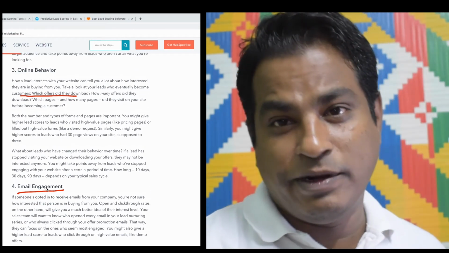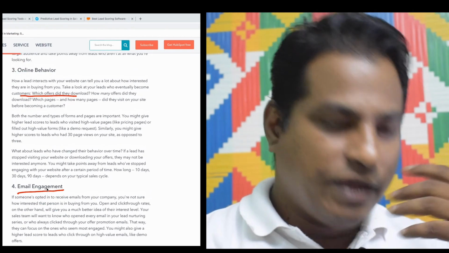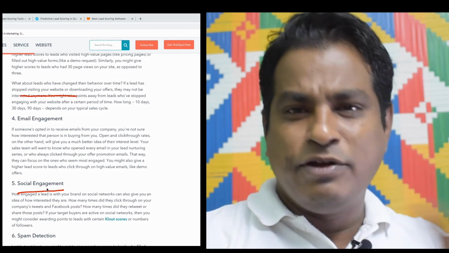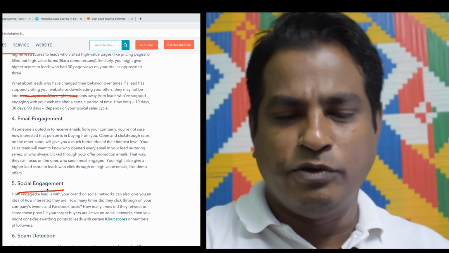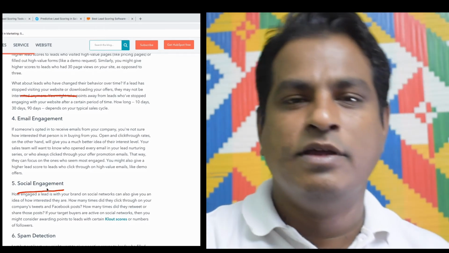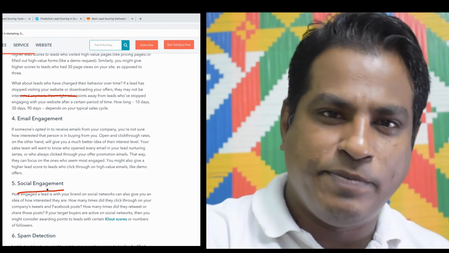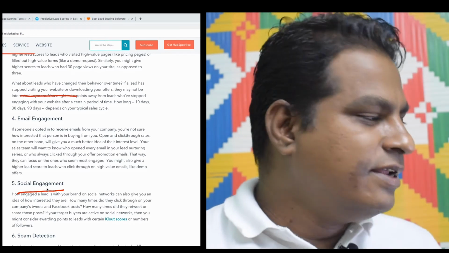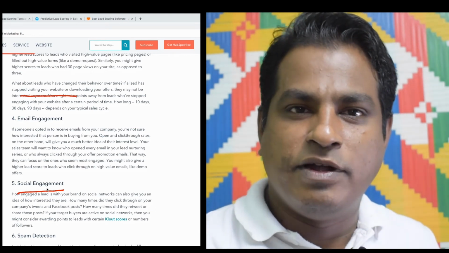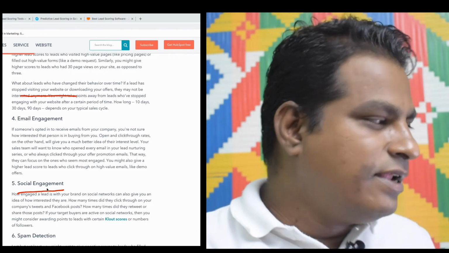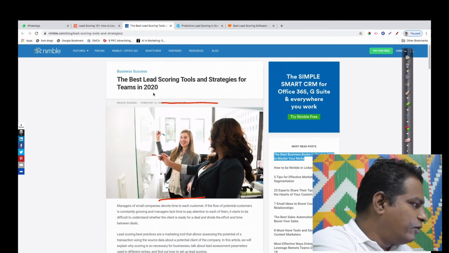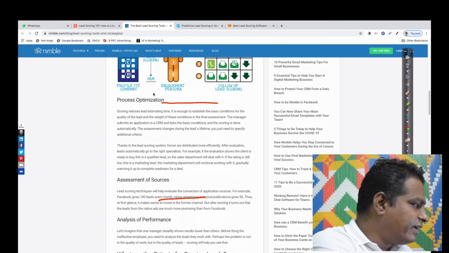You have email engagement. How are their email engagement patterns? So having a look at that definitely makes sense. And social engagement: how do they behave on social platforms? Do they engage with your social platforms? Do they engage with you on Instagram? Do they like your pages, not like your pages, etc.? Now these are the different types of models when I speak about lead scoring models. Along with that, let's also look at a few examples of how you could identify certain parameters.